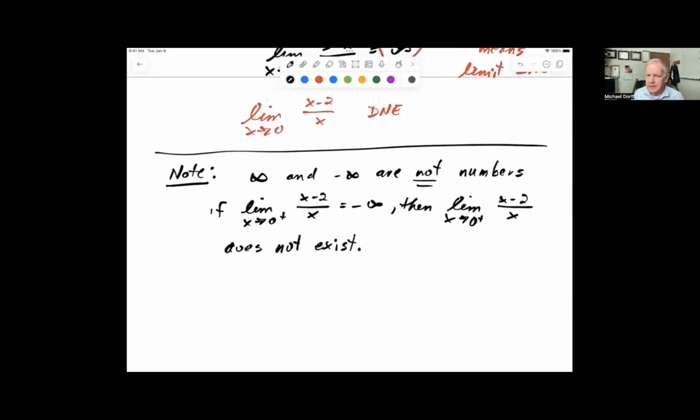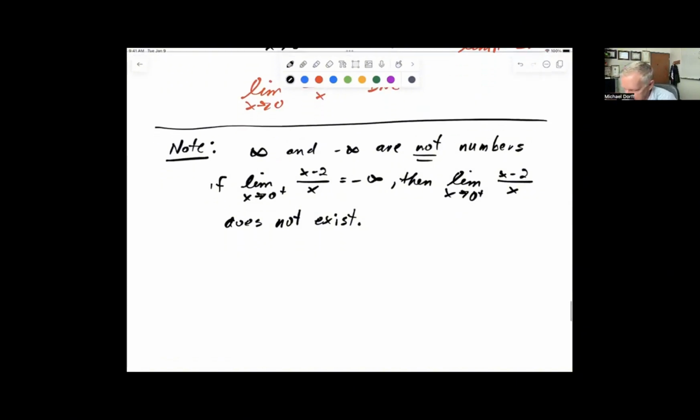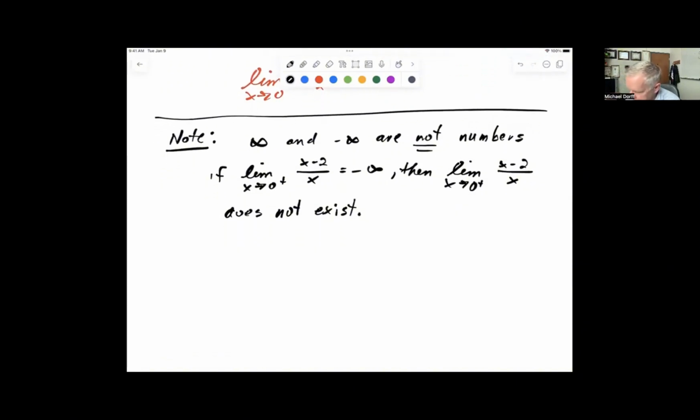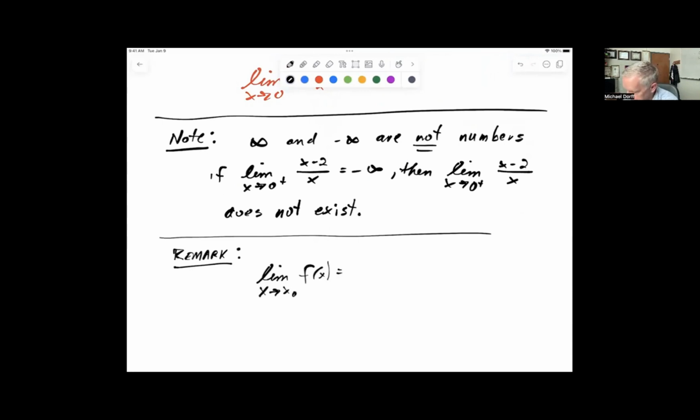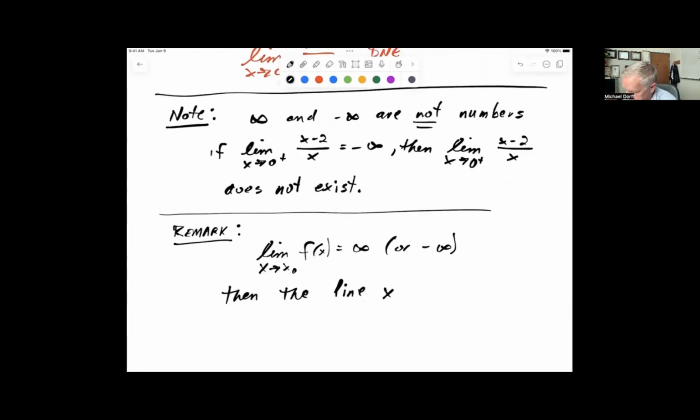The limit doesn't exist in all of these cases when I have a non-zero number over a zero number, but we get more information if we can figure out whether it's infinity or negative infinity. Then one last idea here is that if the limit of a function f of x equals infinity or negative infinity, then the line x equals x naught is called a vertical asymptote.